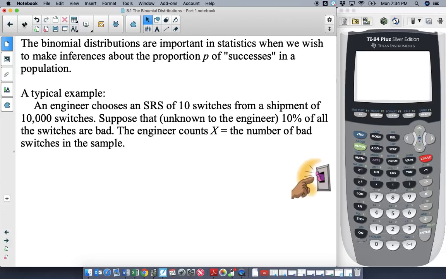All right, so the binomial distributions are important in statistics when we wish to make inferences about the proportion P of successes in a population. A typical example: an engineer chooses an SRS of 10 switches from a shipment of 10,000 switches. Suppose that, unknown to the engineer, 10% of all the switches are bad. So the engineer counts X, the number of bad switches in the sample, to make some guess as to what the population proportion, the parameter, of all bad switches is.